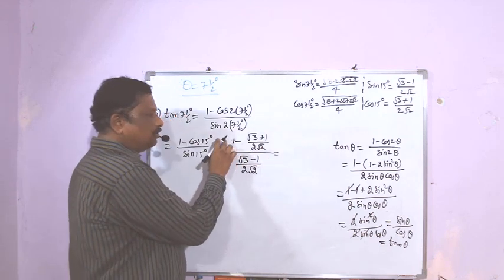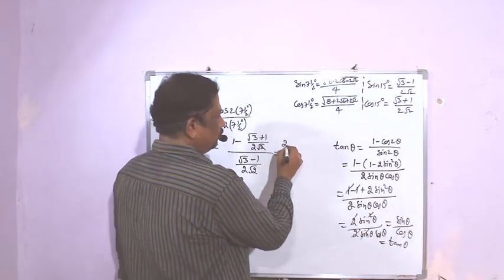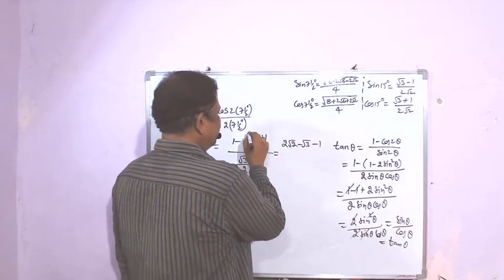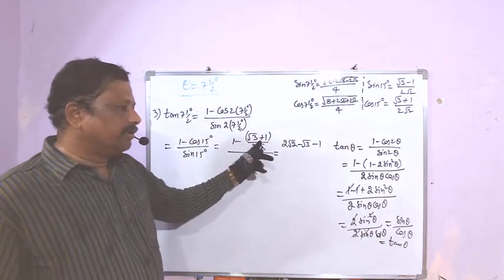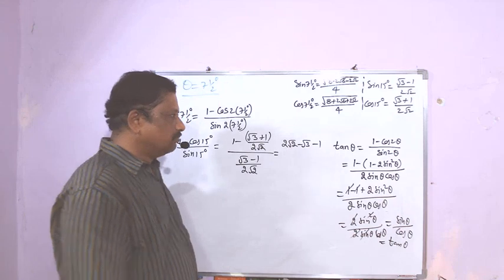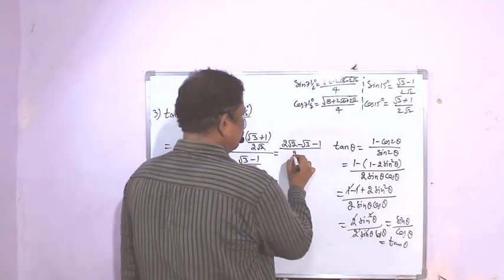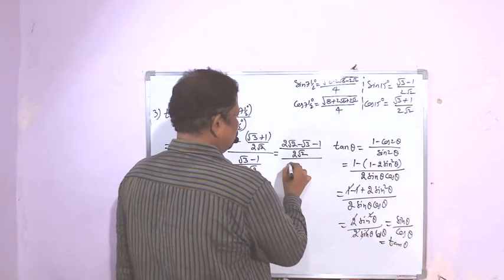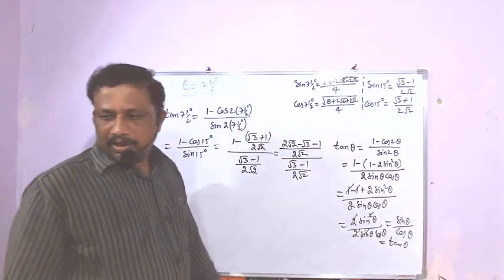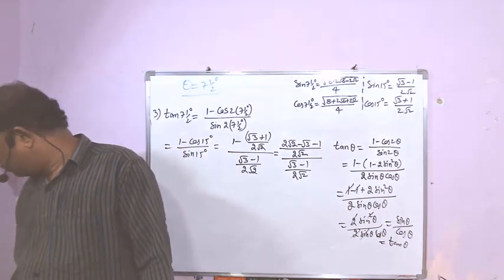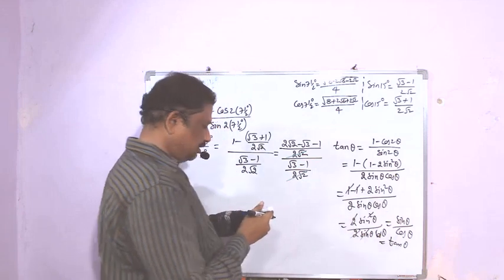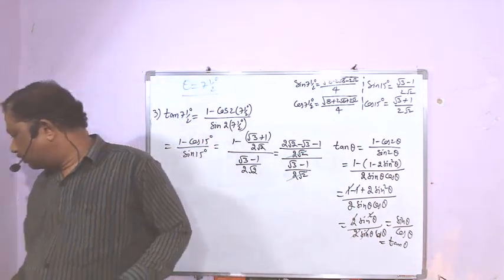Next step, LCM you have to take, 2 root 2 minus root 3 minus 1. If you keep the bracket, it means if you multiply with minus, plus into minus is minus, and minus into plus is minus will come. Whole divided by 2 root 2, root 3 minus 1, 2 root 2. Here which ones get cancelled? These two get cancelled. These two get cancelled. Remaining things we have to write.